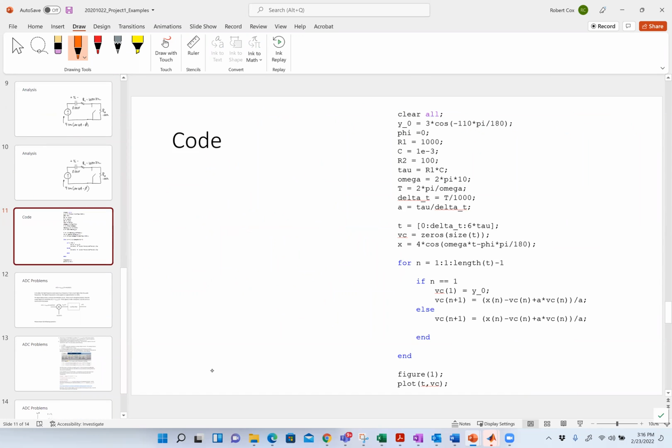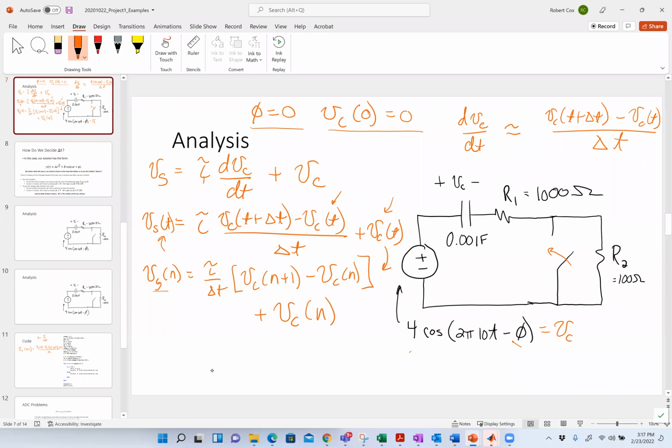So I end up with an expression. I don't want to go through all the math on it because I'll probably end up screwing it up, but here it is: V sub c of n plus 1 equals v sub s of n minus v sub c of n plus a times v sub c of n, all divided by a. This is in the notes from before too. My a value, which I have defined here in the code, is tau divided by delta t. Where did that come from? It came from doing the algebra on this to solve for v sub c of n plus 1.